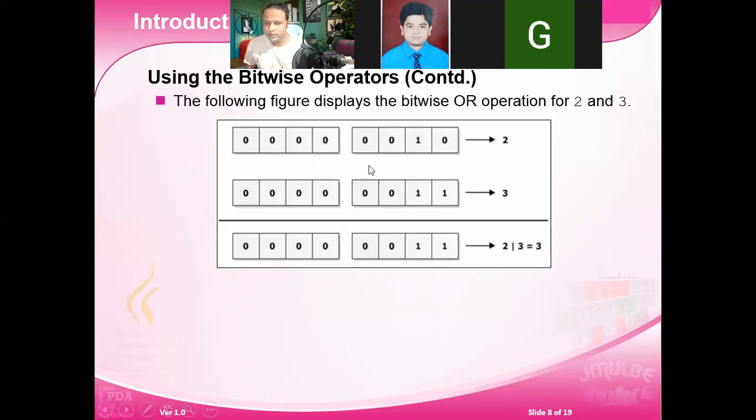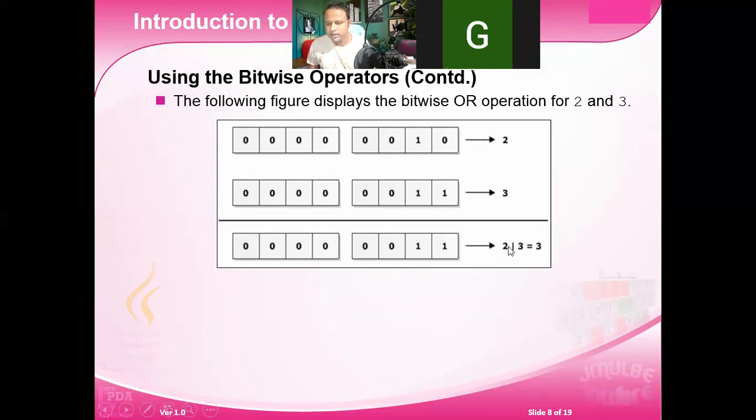So here is the bit representation of 2 and the bit representation of 3. For each bit, false false is false, then true true is true, false true is true. So 2 OR 3 gives you 3.